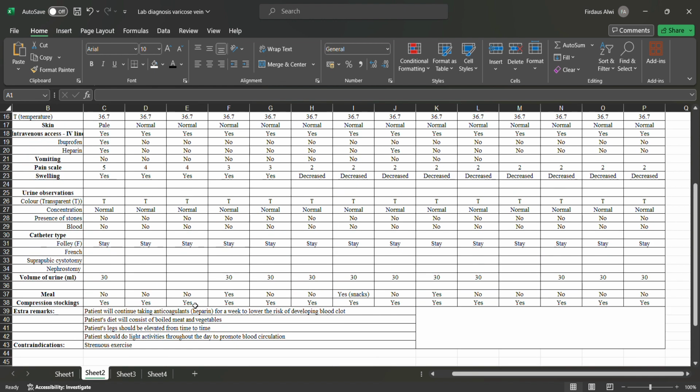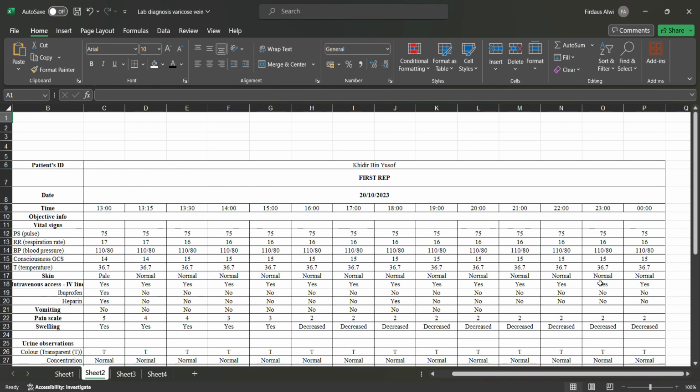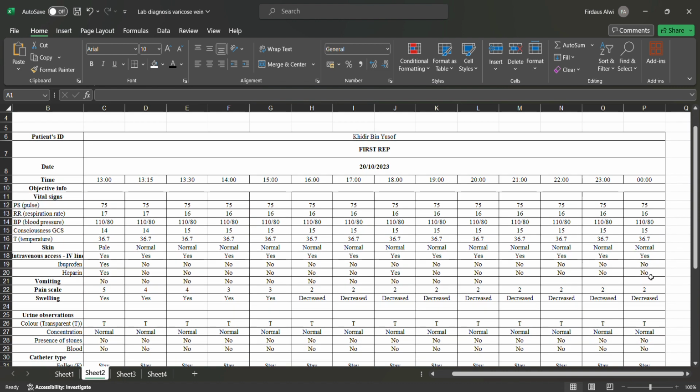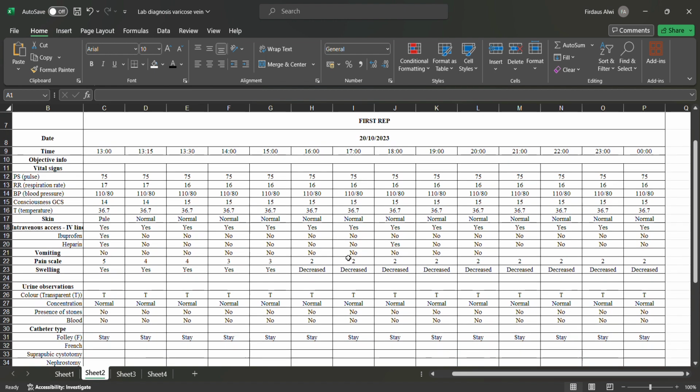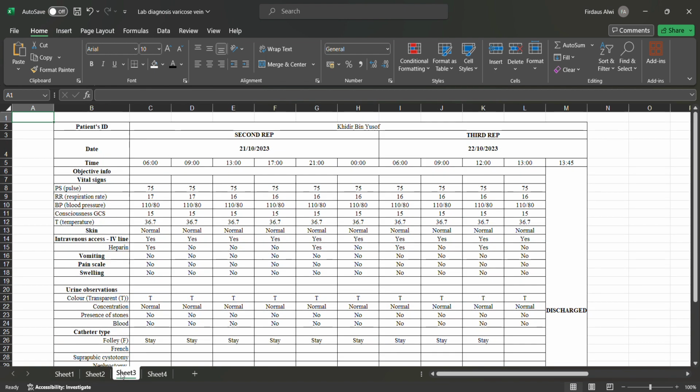And so the monitoring for the first day ended at 12 a.m. where the patient's vital sign has greatly stabilized. Now going on to the next day, we began monitoring at 6 a.m. Now the patient no longer feels pain, so we did not give him any more painkillers, but heparin is still continued. It's important to note that heparin is going to continue for 1 week to prevent formation of blood clots.